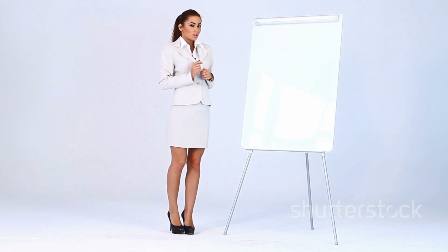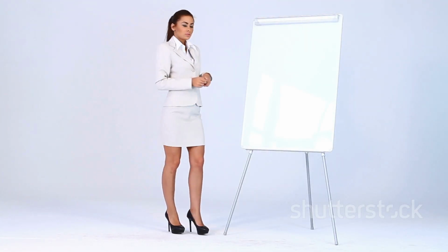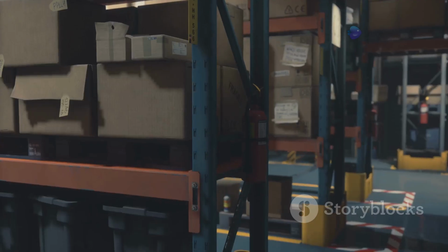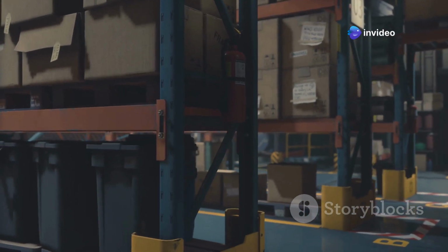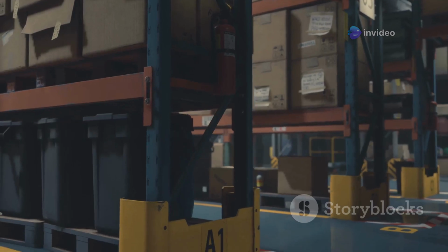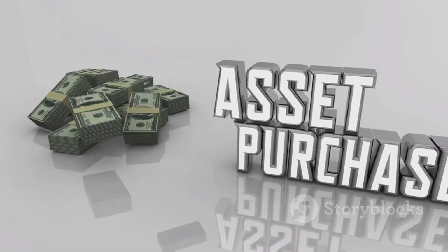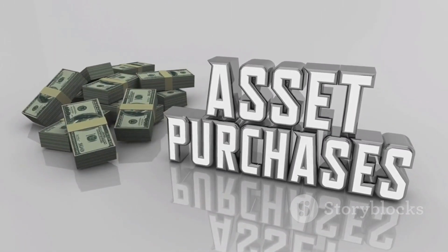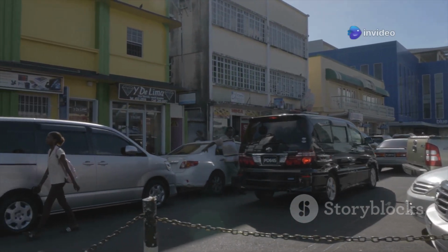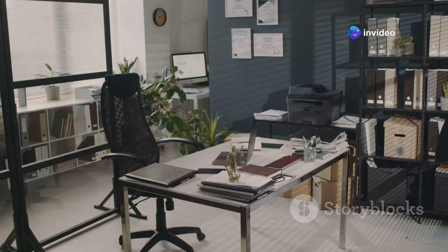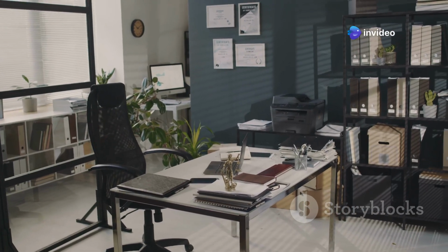Alright, now you know what assets are, but did you know there are different types? Let's break it down. 1. Current assets. These are things the business can use, sell, or turn into cash within the next year. Think cash, food inventory, or money customers owe the business. 2. Non-current assets. These are long-term things the business will use for more than a year. For example, buildings, equipment, or vehicles.